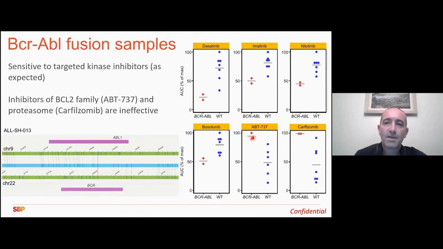Thankfully, in this sample, the 2 samples that have BCR-ABL translocation are more resistant to BCL2 family inhibitors, in this case, an experimental agent, ABT-737. But as I said, other agents, such as venetoclax, which target the same proteins, are now used for leukemia patients. So patients that do have BCR-ABL translocations are less likely to respond to this drug based on our findings. And similarly, with the proteasome inhibitor carfilzomib, it's not effective against the samples with the BCR-ABL translocation, but is effective against the wild-type samples.